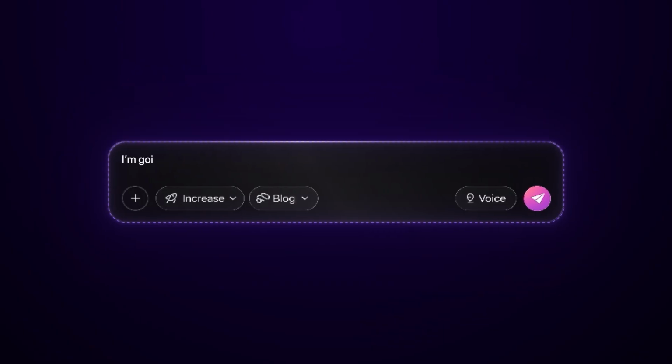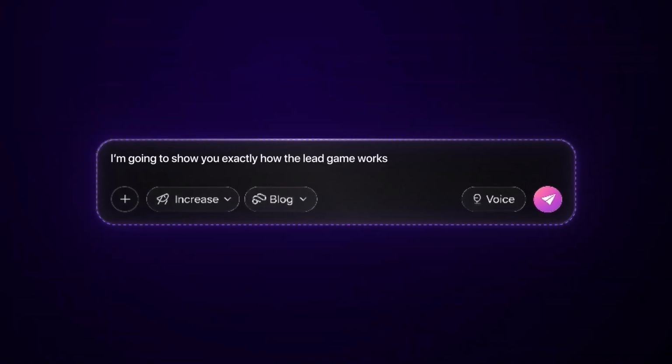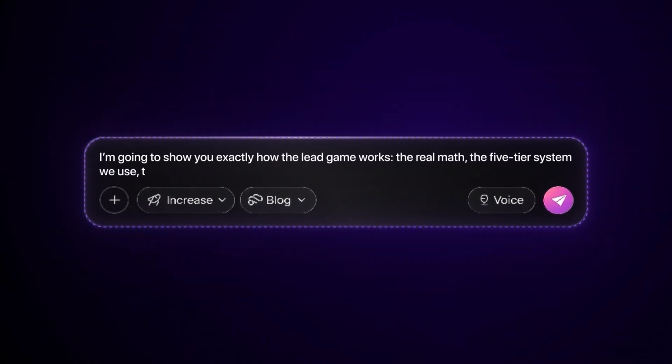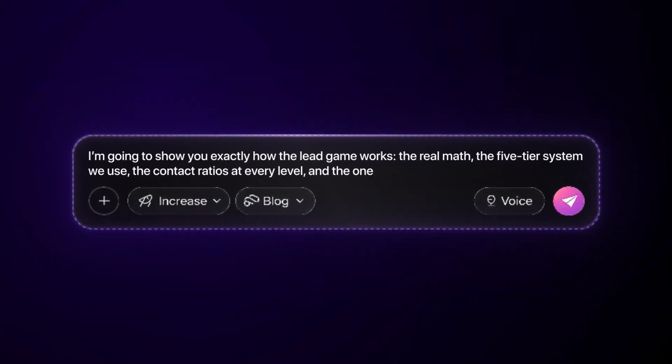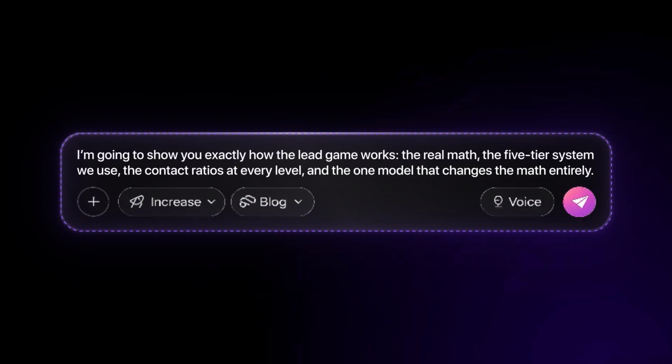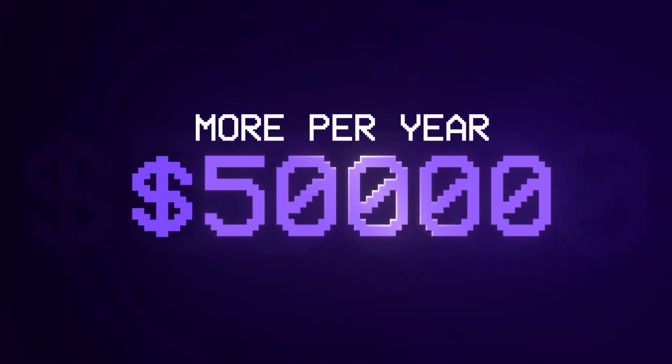you're bleeding. I'm going to show you exactly how the lead game works, the real math, the 5-tier system we use, the contact ratios at every level, and the one model that changes the math entirely. By the end of this, you'll know whether your current lead situation is costing you $30,000, $50,000 or more per year in hidden losses, the real cost of a lead.